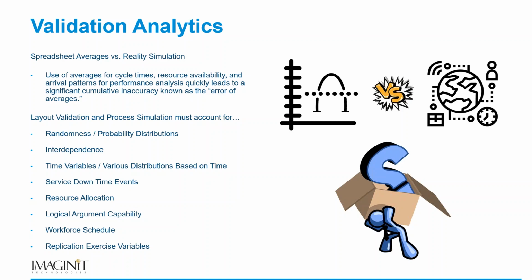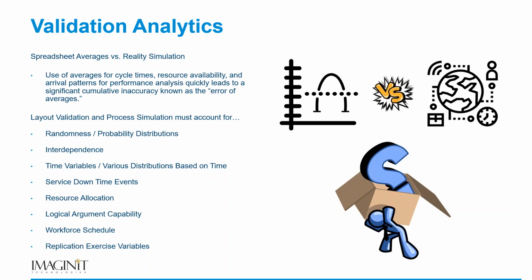So it's hard to account in a spreadsheet for randomness and probability distributions unless you're extremely skilled with those tool sets. Or interdependencies between one process or another, different time variables and distributions of that time. How downtime events occur, like when did that downtime event actually occur and how do we plan for planned outages or scheduled maintenance and things of that nature.